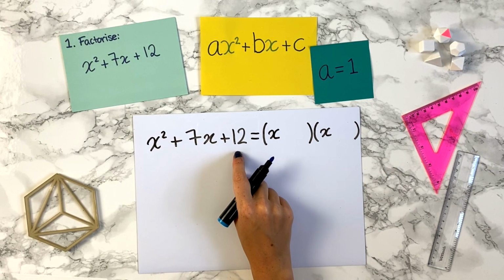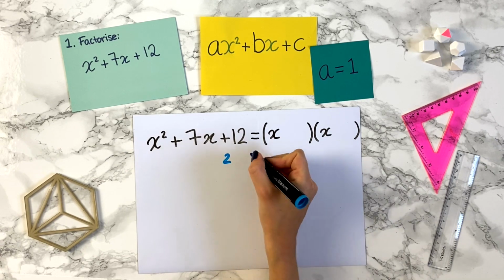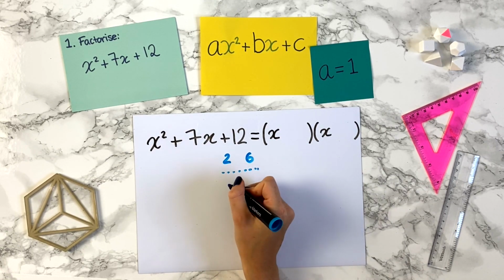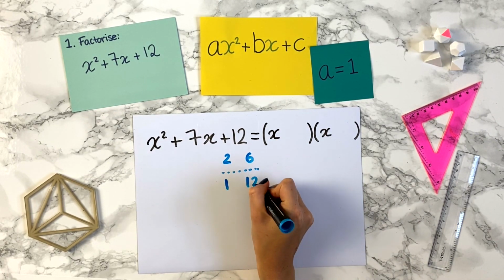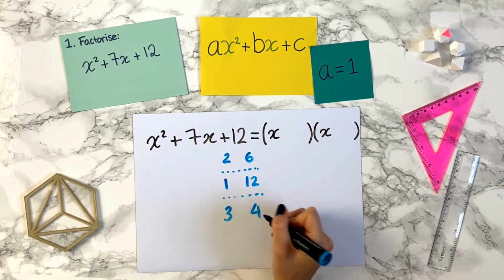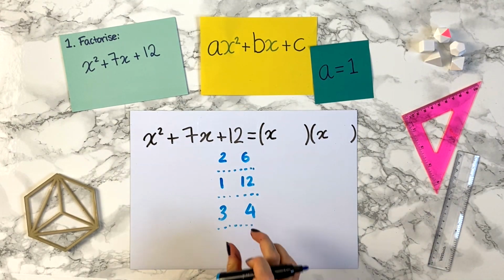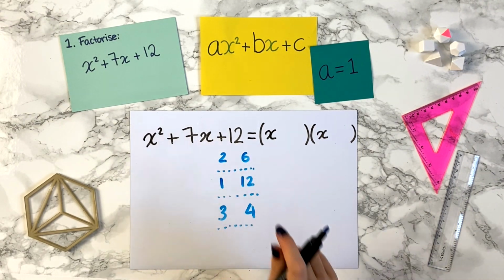The next thing you want to do is write down pairs of numbers that multiply to give 12. We have 2 and 6. We have 1 times 12 is 12, and we have 3 times 4 is 12. So I think that's all of them, but be careful to make sure you write down all the pairs that multiply to give this number.